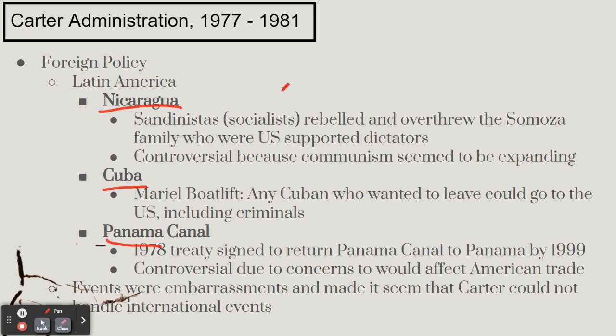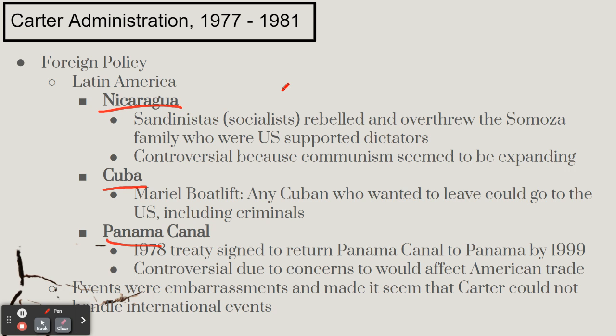In Cuba, Fidel Castro, the communist Cuban leader, just empties his prisons, and he allows anybody to go to the United States from Cuba in what's called the Mariel boatlift. This is not super popular with the American people because a lot of American people feel like most of the people coming over are criminals from Cuba, so it makes Carter look bad again.